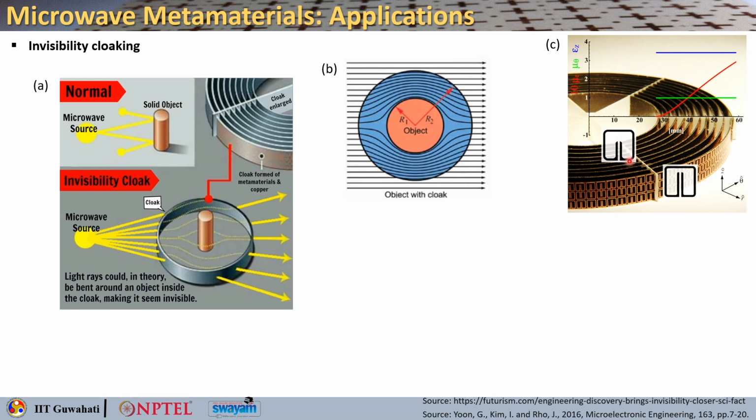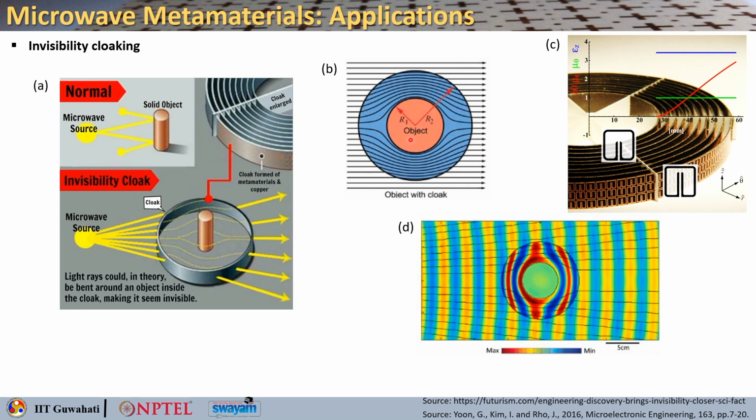Okay. So, here what is shown is that you have rings of split ring resonators lined up. So, this is the structure of the split ring resonator in the inner array, and this is how it looks in the outer array. Okay. So, what it does is it guides your rays like this around the object. So, whatever you are putting here in the center is basically getting hidden, right.